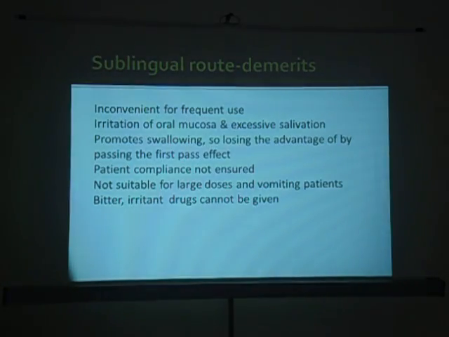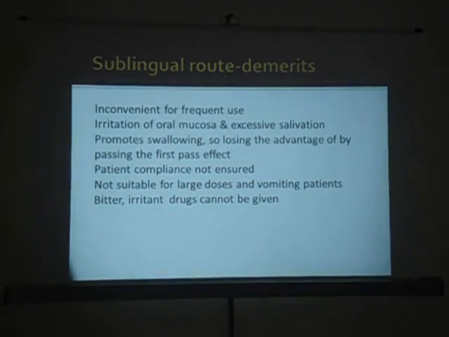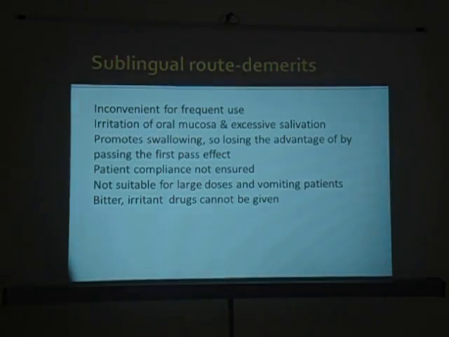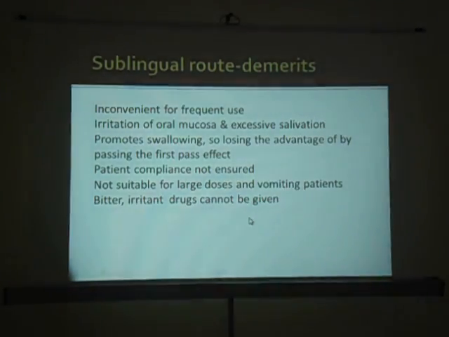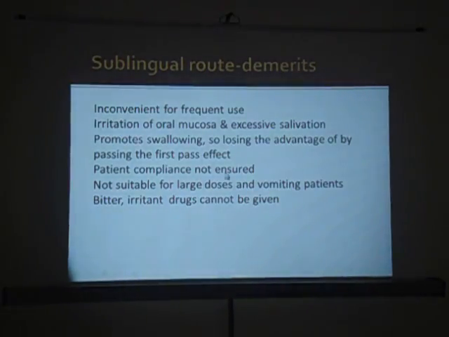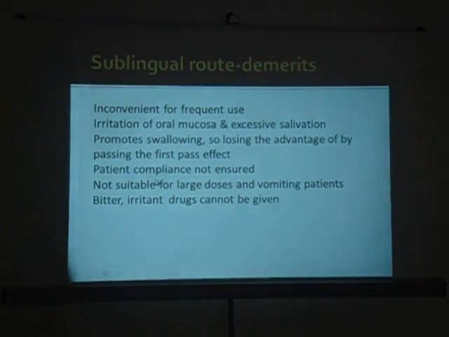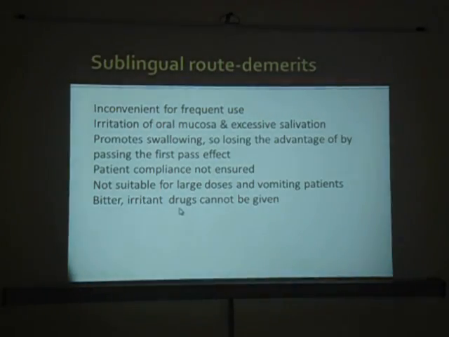So it is inconvenient for frequent use. If you frequently need to use this drug, this route may not be helpful. Sublingual lozenges can sometimes cause ulcerations in the sublingual surface area. Irritation of the oral mucosa and excessive salivation may be there, which prompt the patient to swallow the drug rather than keeping it sublingually. This promotes swallowing, so we lose the advantage of bypassing the first pass effect. Patient compliance is not ensured. Every patient may not be of that temperament to keep it and wait for the drug to get absorbed. Not suitable for large doses and for vomiting patients. Bitter irritant drugs cannot be given.